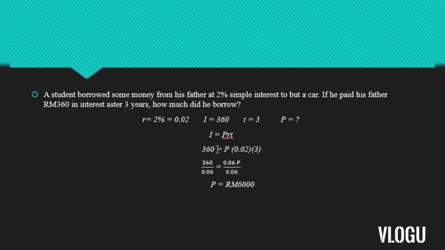So 360 equals P times 0.02 times 3. So we will get 0.06, and 360 divided by 0.06. So we will get 6,000 ringgit for the principal. So this is the amount that the student borrowed from his father.